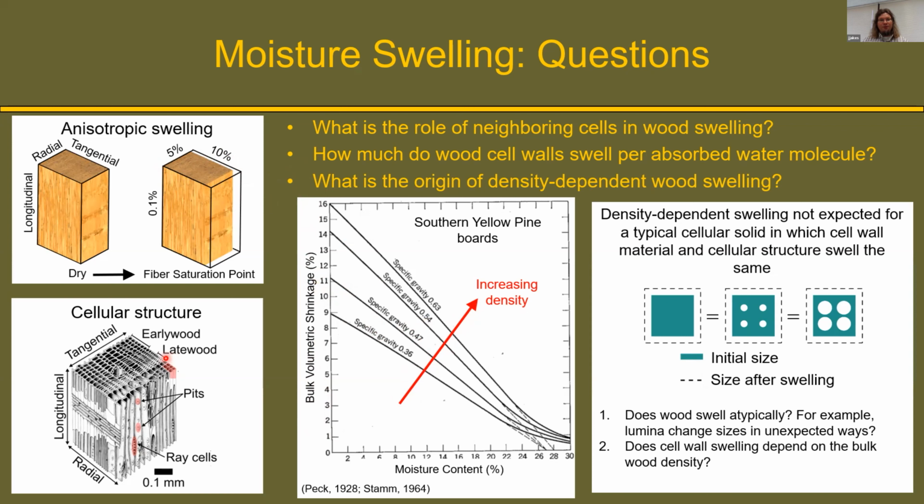To study that, we're going to look at late wood and early wood in a piece of wood. In this case, early wood has thinner cell walls, so it's lower density material, whereas late wood has thicker cell walls and is a higher density piece of material.